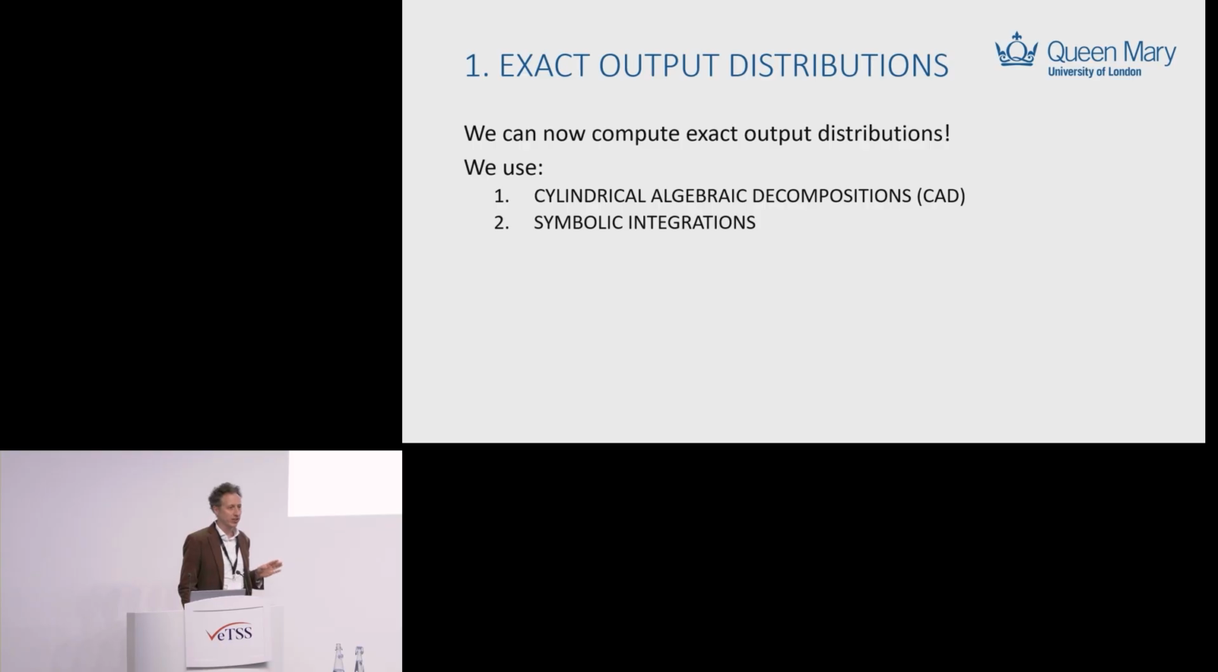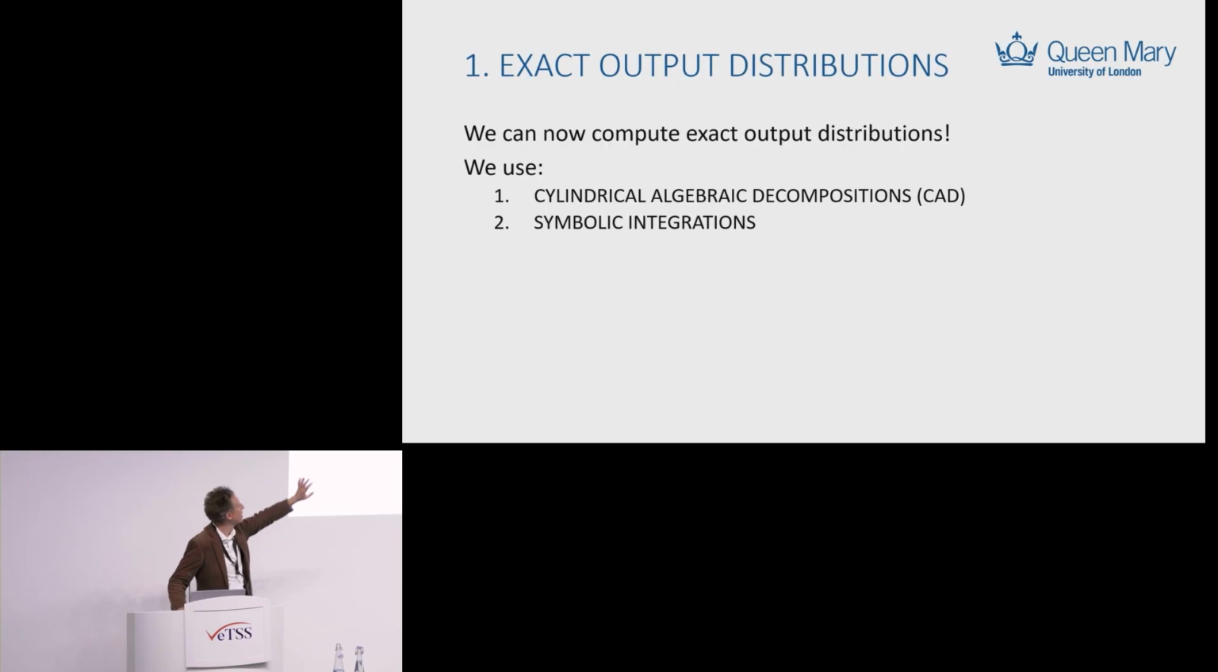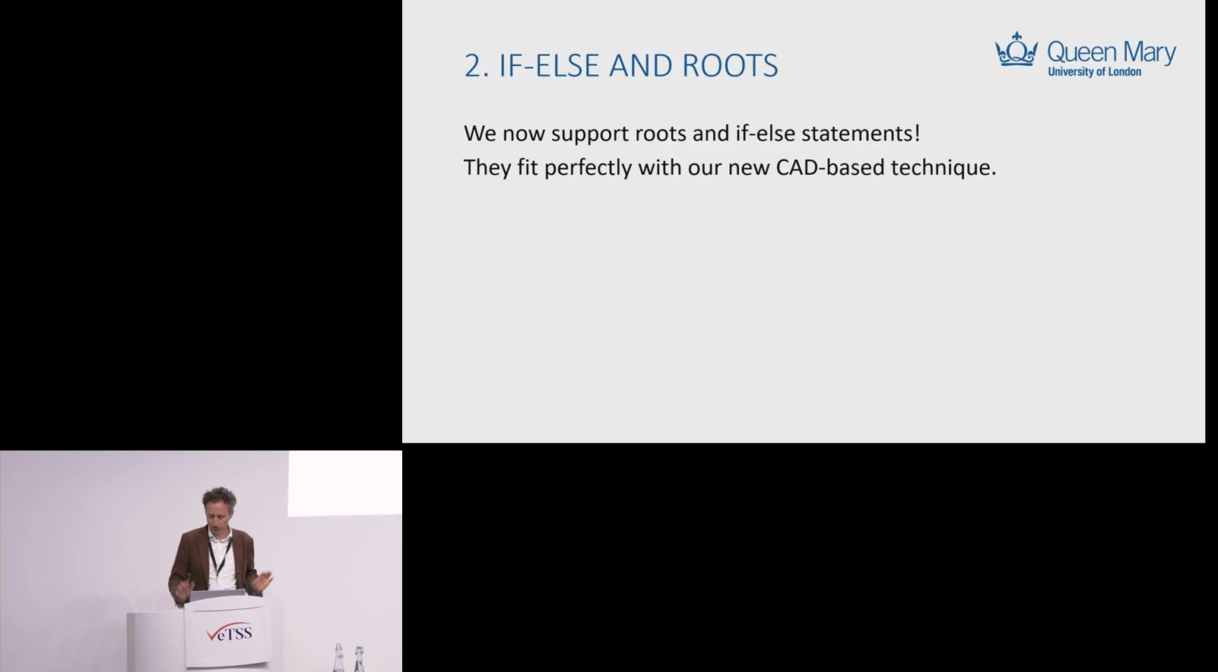I was skeptical that we would be able to go as far as we went. We can compute quite sophisticated, quite complicated, exact closed form output distributions using something called cylindrical algebraic decomposition, which is a technique from real algebraic geometry, and symbolic integration. And we can cover programs that include if-else statements and square roots and any roots. And the nice thing mathematically is that the guards of the if-else statements fit really well with this cylindrical algebraic decomposition picture. It's very nice mathematically. Everything works very nicely together.